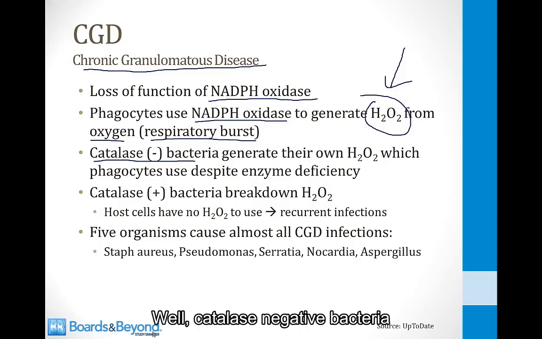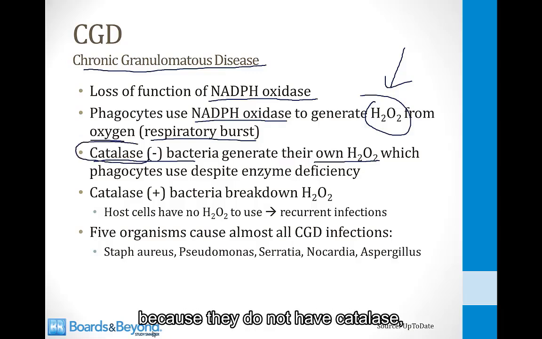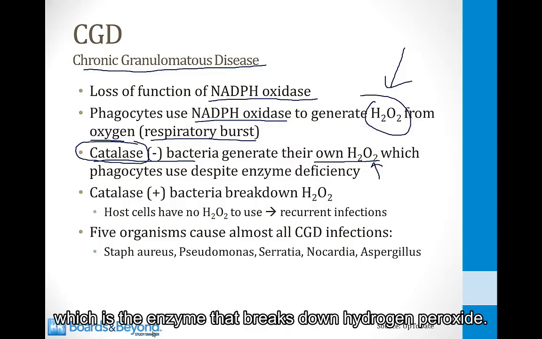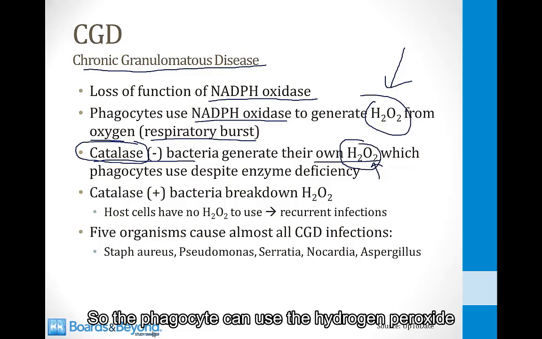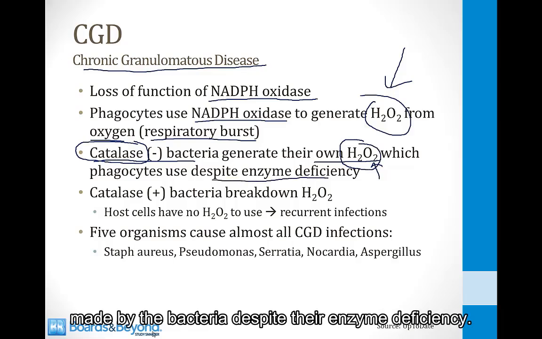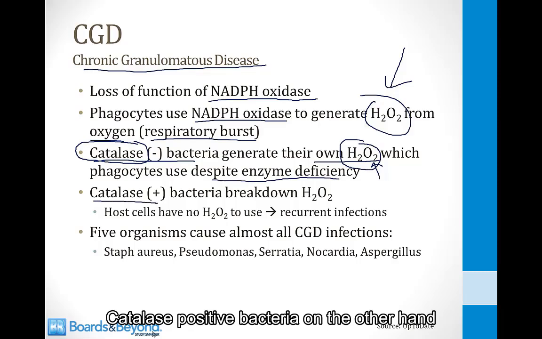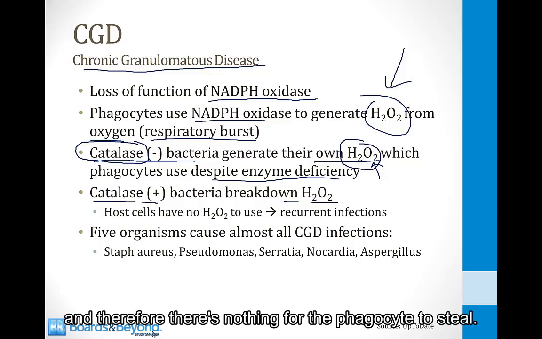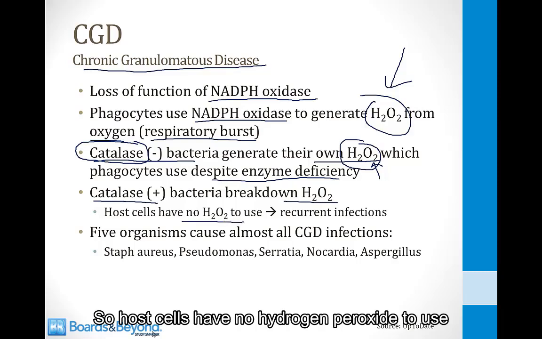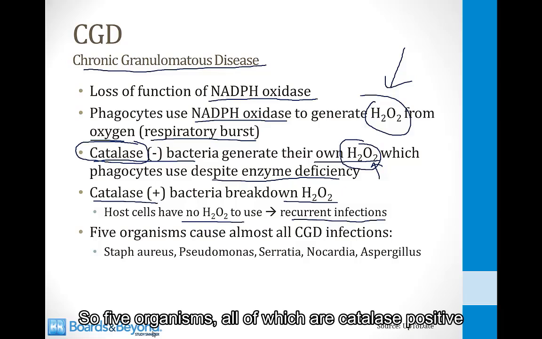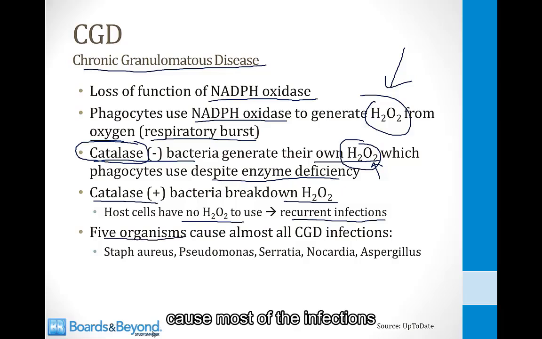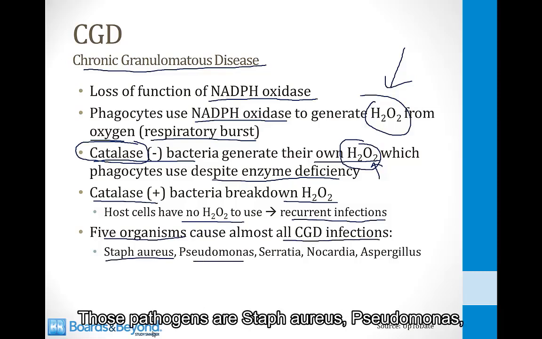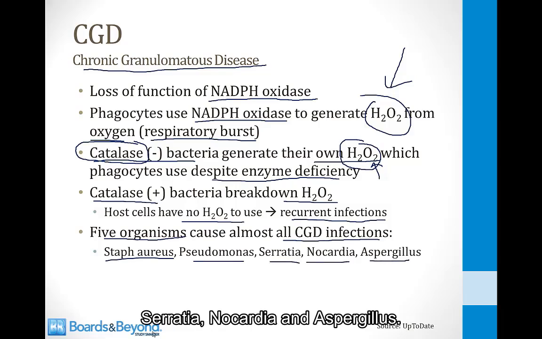Well, catalase-negative bacteria generate their own hydrogen peroxide, and they cannot break it down because they do not have catalase, which is the enzyme that breaks down hydrogen peroxide. So the phagocyte can use the hydrogen peroxide made by the bacteria despite their enzyme deficiency. Catalase-positive bacteria, on the other hand, can break down H2O2, and therefore there's nothing for the phagocyte to steal, so host cells have no hydrogen peroxide to use and they get recurrent infections. So 5 organisms, all of which are catalase-positive, cause most of the infections in chronic granulomatous disease. Those pathogens are Staph aureus, Pseudomonas, Serratia, Nocardia, and Aspergillus.